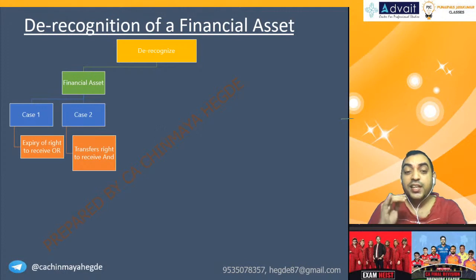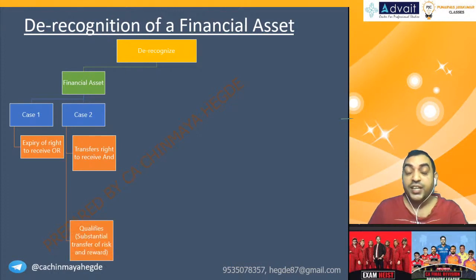This is interesting. You transfer the right to receive. The right to receive is there with you, but it is transferred. Typical example: bill receivable discounted. You have a bill receivable, but you transferred it. But in this case, for you to derecognize, a transfer is not sufficient. One more point is important. It should qualify. Qualify means substantial risk and rewards should be transferred. So it is not just a transfer; substantial risk and reward should be transferred.